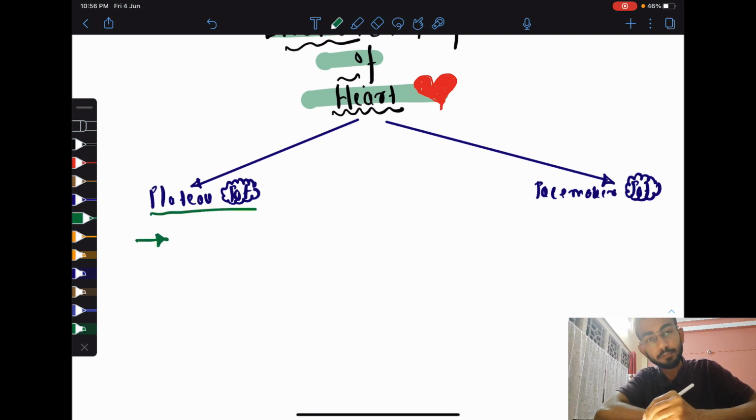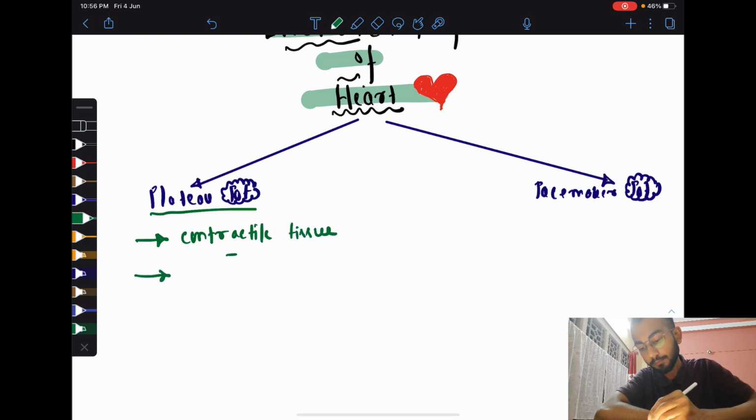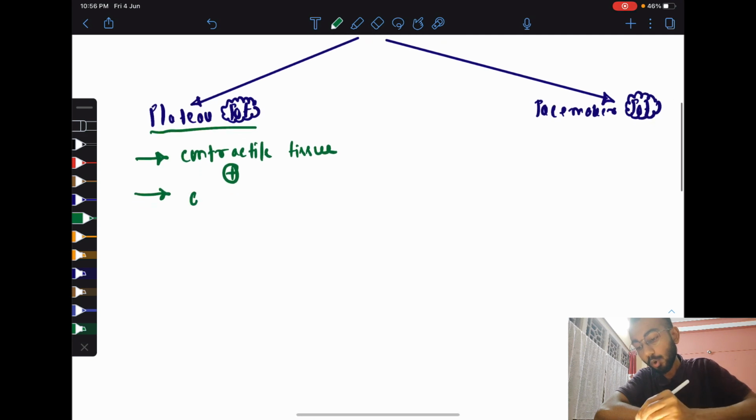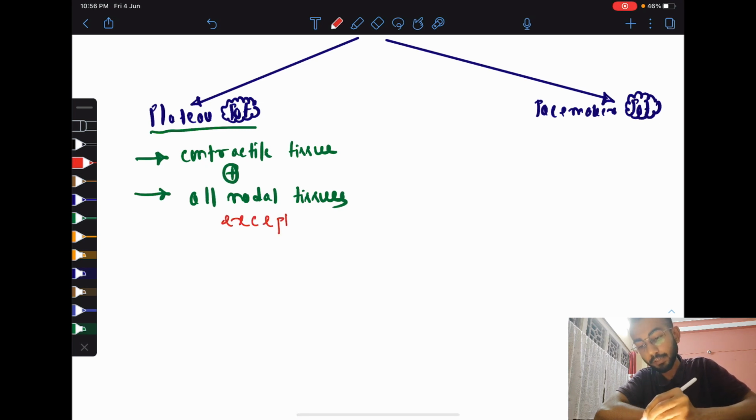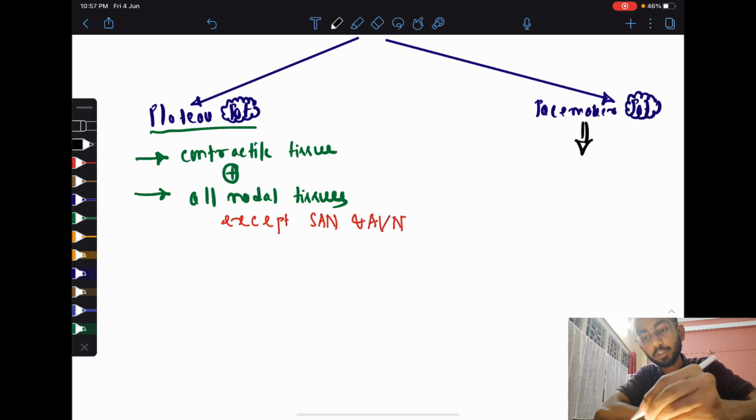The site of occurrence of this plateau potential is the cell membranes of the contractile tissues of the heart. Cell membrane of what? All contractile tissues of heart. In addition to that, it is also seen in all nodal tissues. All nodal tissues except, exception is very important guys, except what? Except the SA node and the AV node, right? And this pacemaker potential will obviously be found in the SA node and the AV node.